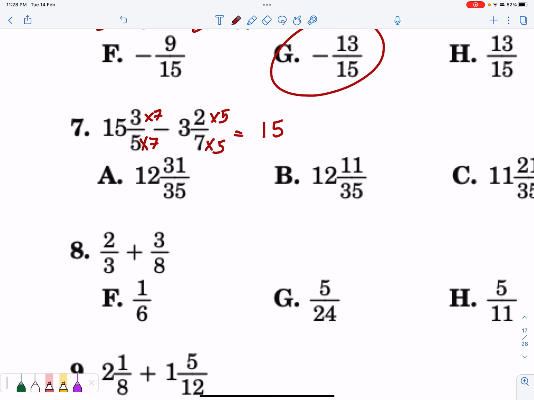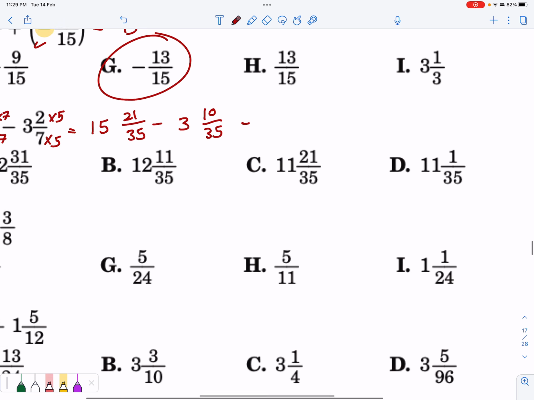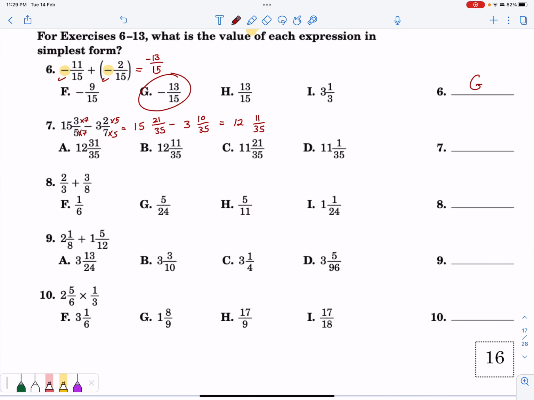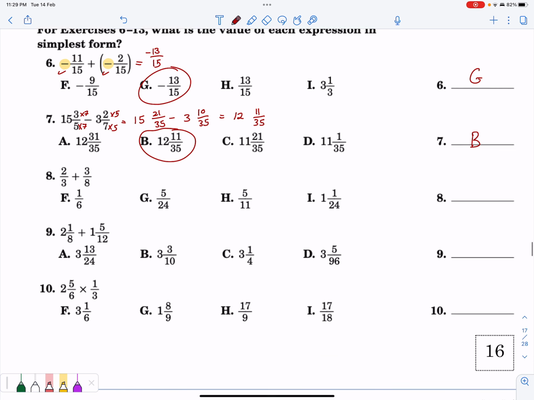So for the first fraction, 3 times 7 is 21 over 35 minus 3, and here 2 times 5 is 10 over 35. Now let's subtract. First, we will subtract the whole numbers. So 15 minus 3 equals 12, and 21 minus 10 is 11 over 35. So let's search for that answer, 12 and 11 over 35. So this would be answer B, right? Yeah, that one. So B is the correct answer.